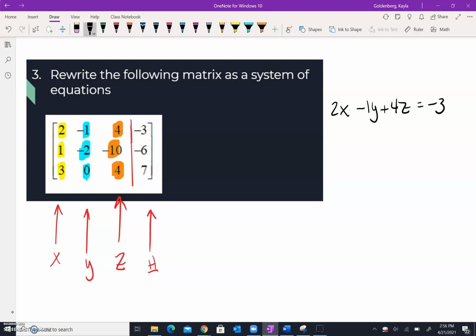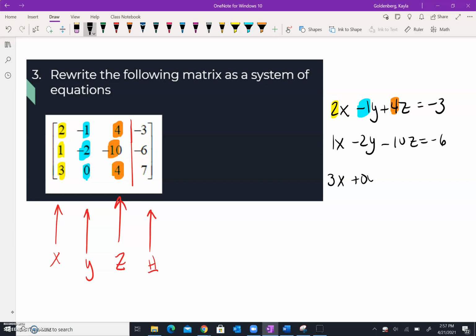So notice you're going left to right, and the numbers are only corresponding to the coefficients, right? The 2, the -1, and the 4. And then that last number is the number on the other side of the equals. So 1x minus 2y minus 10z is equal to -6. Try and do the last one on your own. Pause the video, try it out, and unpause when you think you got it.